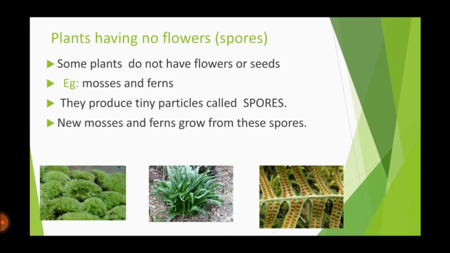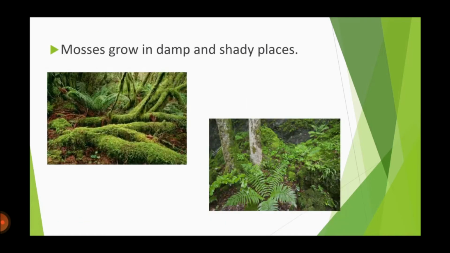Okay, so plants having no flowers or seeds. Some plants do not have flowers or seeds. For example, I'm now giving you an example: all those plants which produce spores, and they do not produce any kind of flower and seed. Spores will work as the seed. They will definitely produce a new plant. So they produce tiny particles called spores, and new mosses and ferns grow from these spores. Okay, so these are the things which produce the new plant.